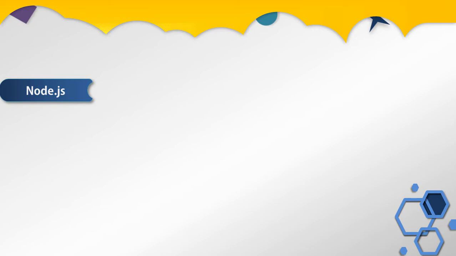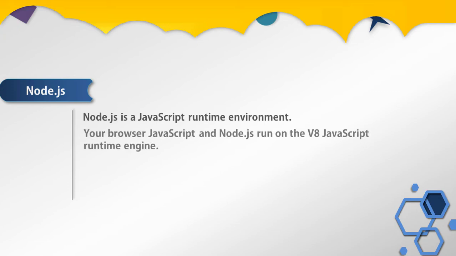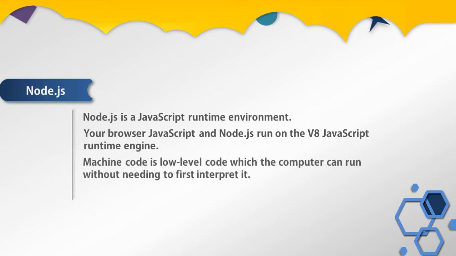So, what is Node.js? Node.js is a JavaScript runtime environment. The Node runtime environment includes everything you need to execute a program written in JavaScript. Both your browser JavaScript and Node.js run on the V8 JavaScript runtime engine. This engine takes your JavaScript code and converts it into faster machine code. Machine code is just low-level code which the computer can run without needing to first interpret it.